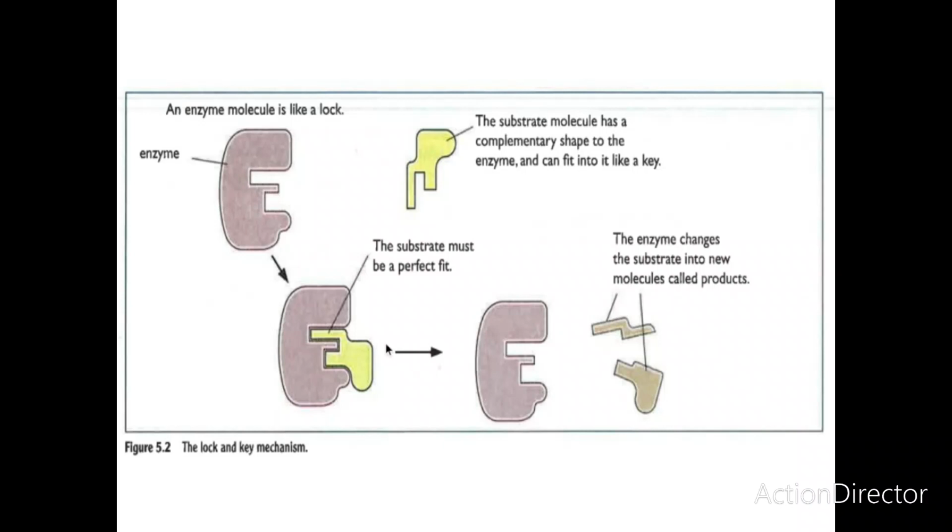So this is when catalysis takes place, and these are the products. The enzyme changes the substrate into new molecules called products. So the enzyme remains unchanged at the end of the reaction. And by definition, catalysts are substances that facilitate chemical reactions, and they remain unchanged at the end of the reaction. So the enzyme is a catalyst. It remains unchanged at the end of the reaction.